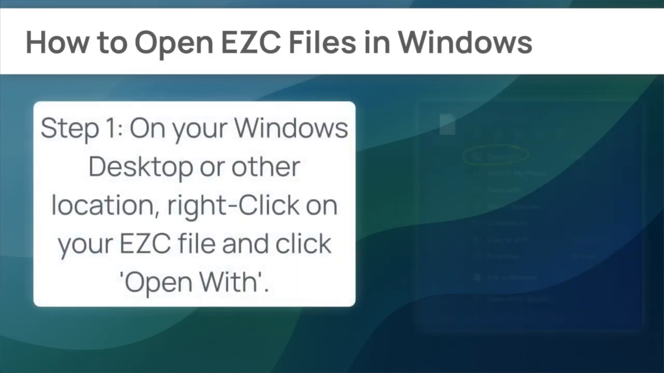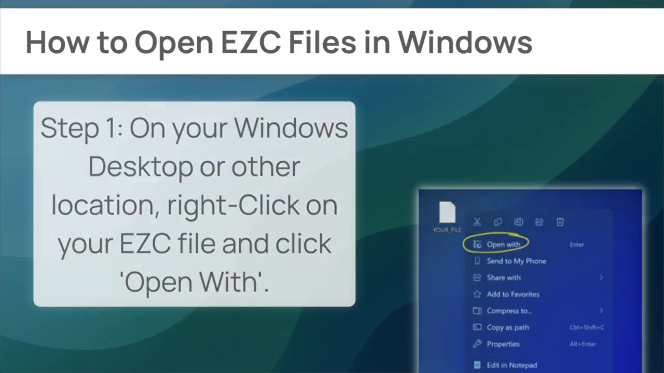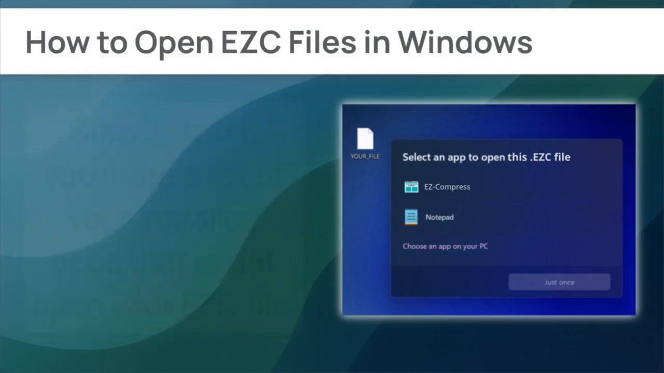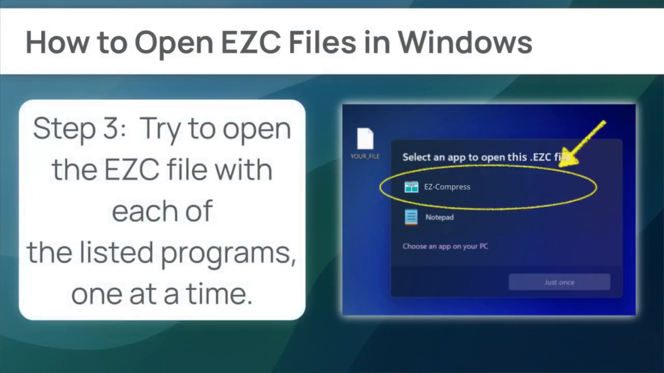We're performing an initial application check. Right-click your EZC file and choose Open with. Test EZ-compress first. If it's not there, select another program. This simple process often yields a quick fix.